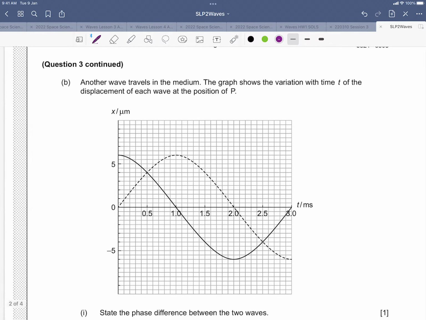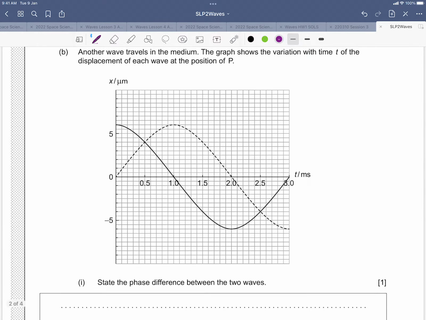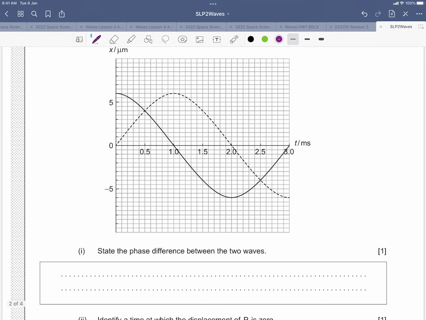Okay. Then the next question is, we see another wave now in the medium, so they're going to superpose, right? The net displacement of the medium is the sum of the two separate displacements. So they're a little bit out of phase here, right? They're not completely in phase, not completely out of phase, sort of somewhat out of phase. And we have to find the phase difference.